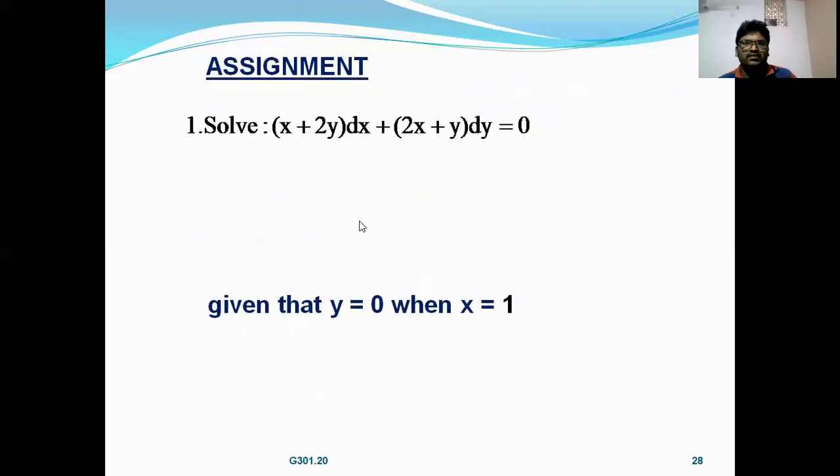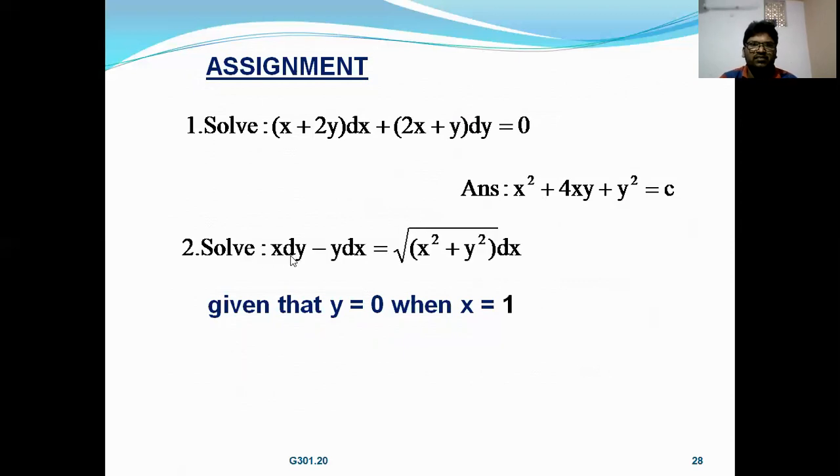Next, today's assignment. I will give some assignments. Solve 2x plus 2y into dx plus 2x plus y into dy is equal to 0. This is today's assignment problem we have to solve. The solution is also given here: x square plus 4xy plus y square is equal to 0. Solve using the above method of solving differential equations, as in the above problems. In the same manner you will get this answer.